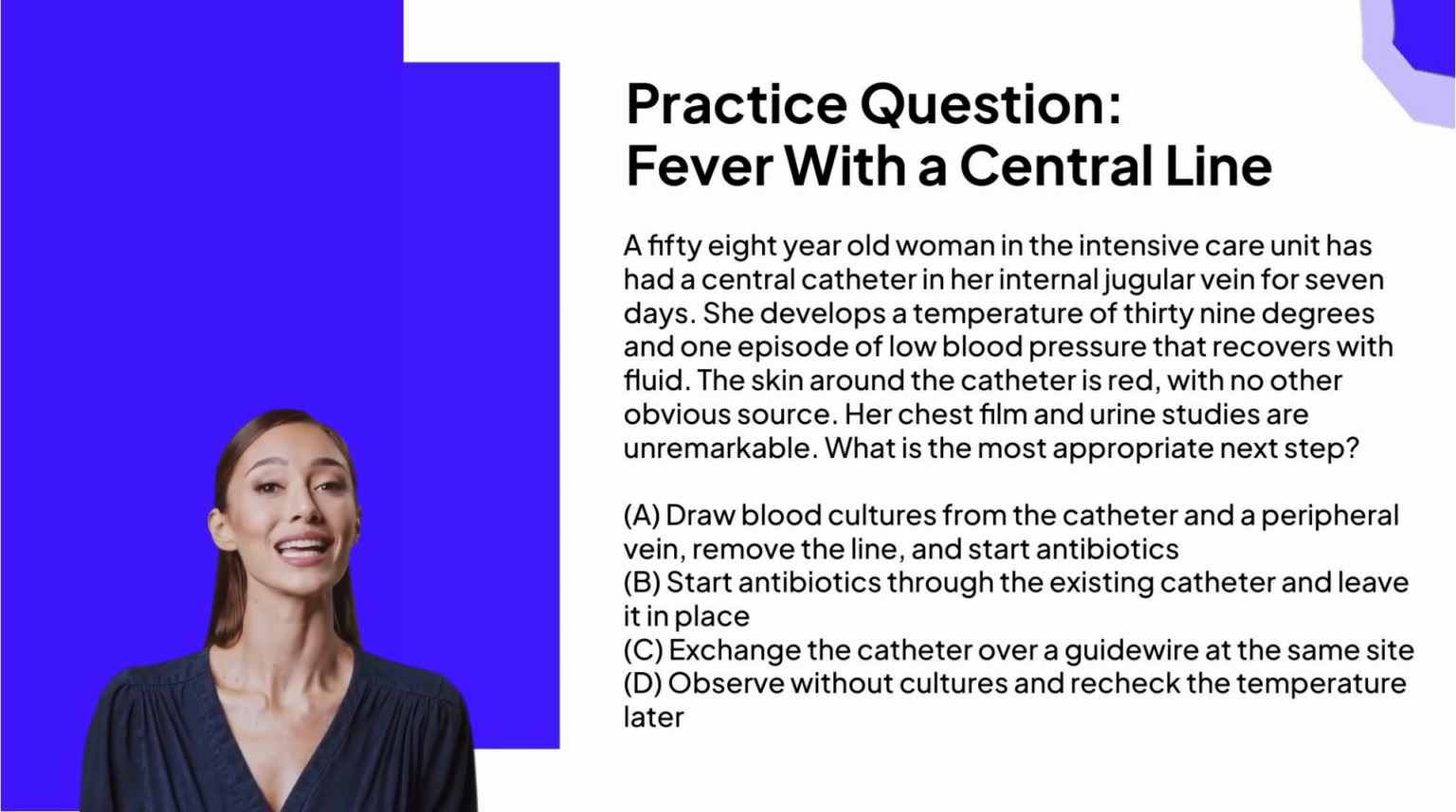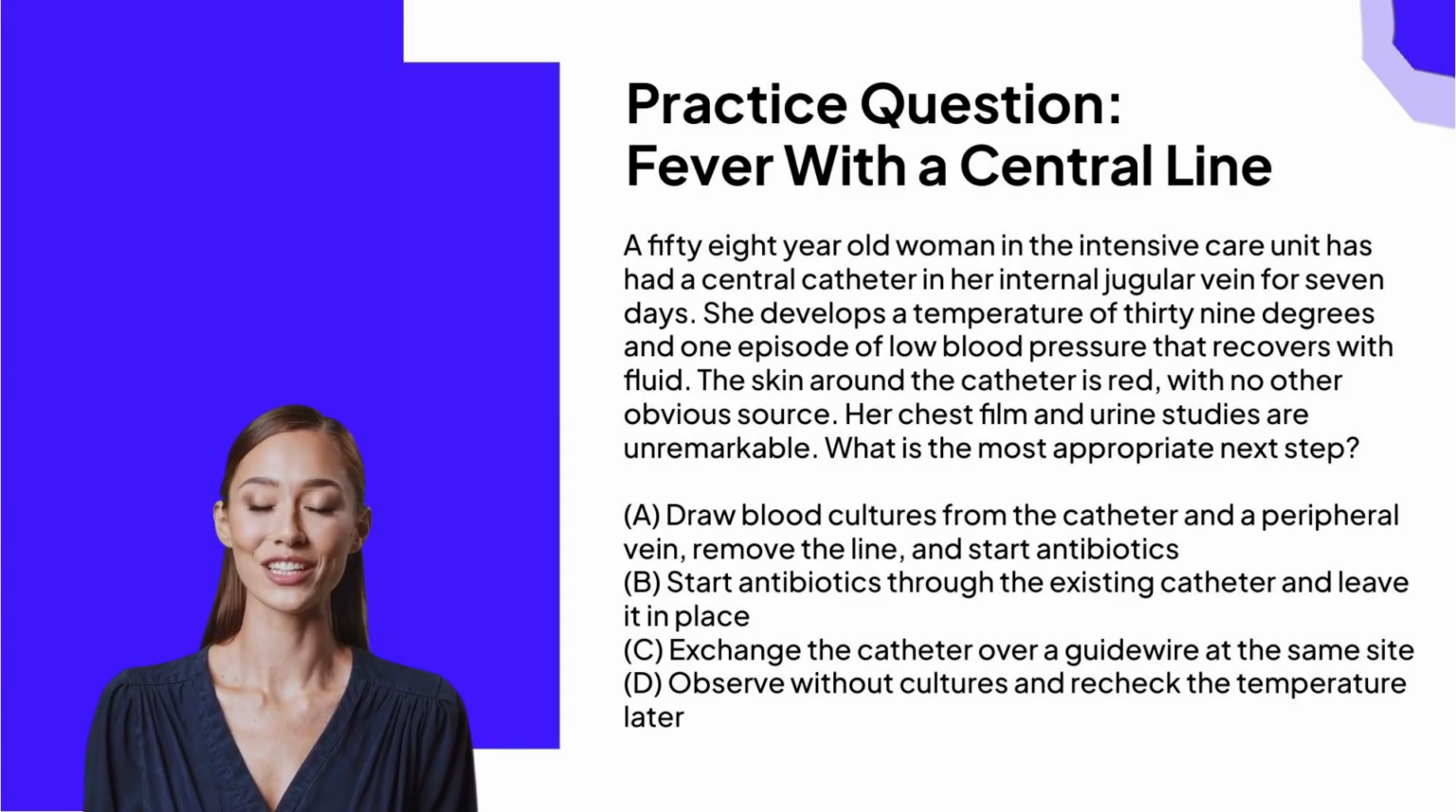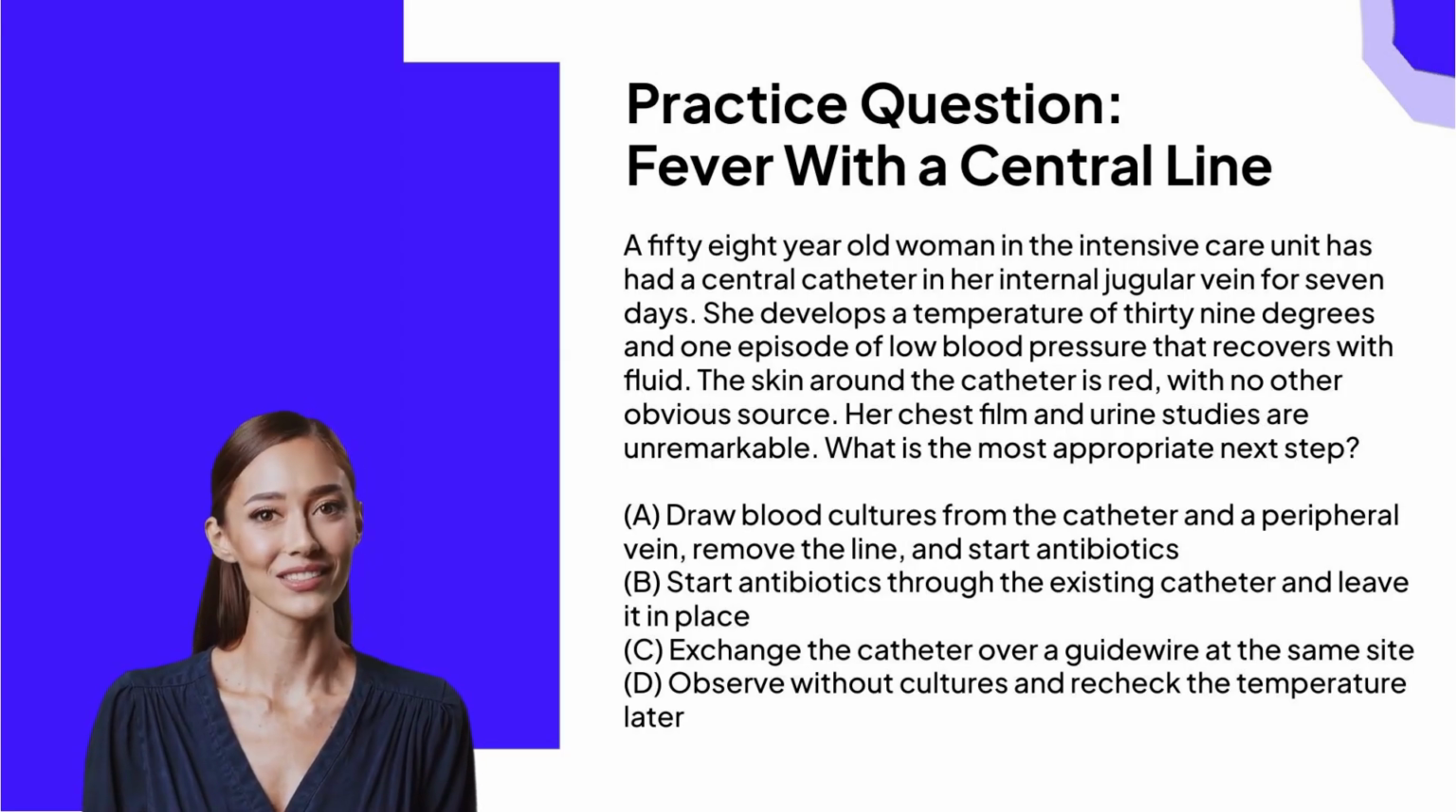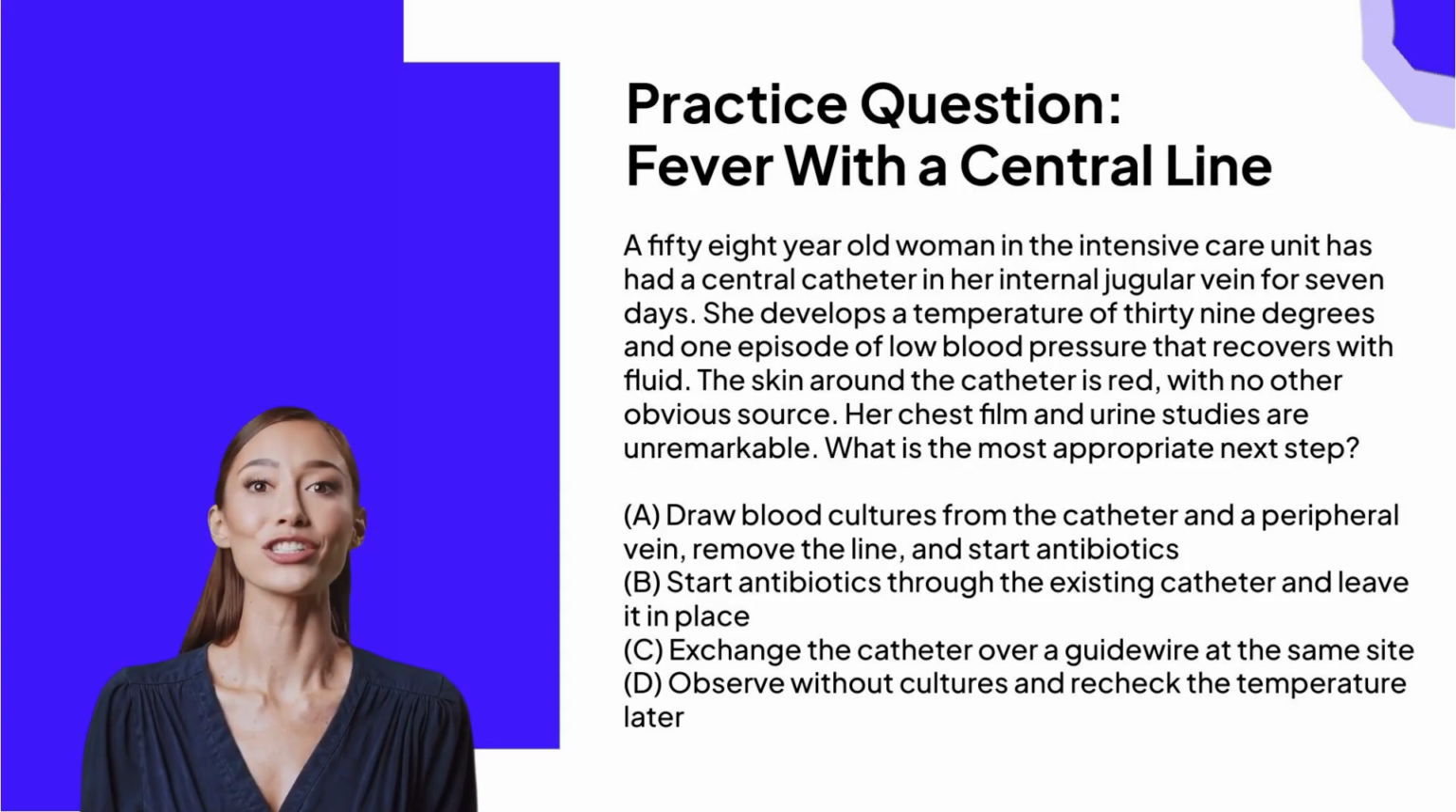The skin around the catheter looks red, and there is no other obvious source on examination. Her chest film and urine studies are unremarkable. The question asks for the most appropriate next step. The options are: draw blood cultures from the catheter and a peripheral vein, remove the line and start antibiotics.